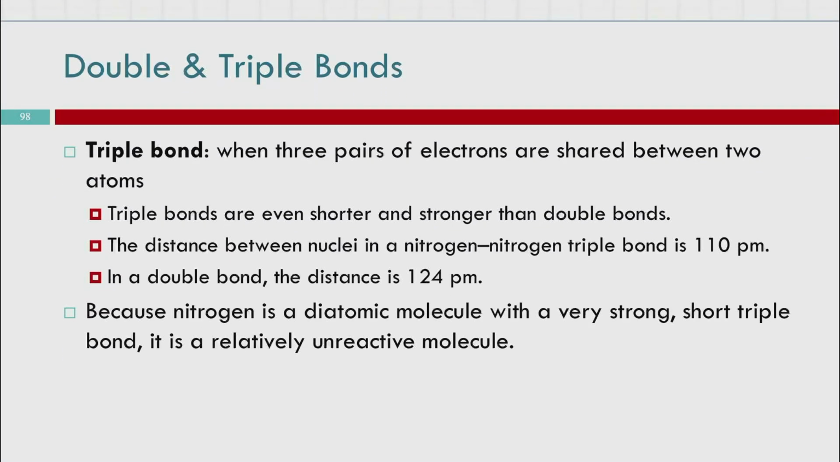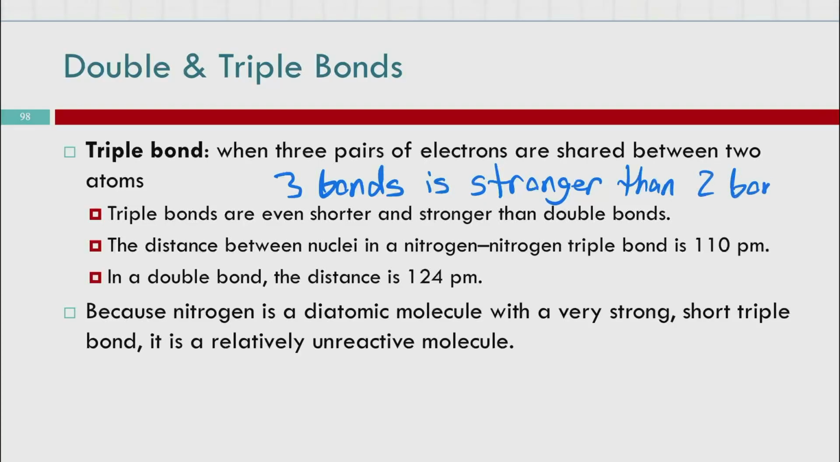So our triple bonds, 3 bonds, just like 2 brains, it's better than fewer. So 3 bonds is stronger than 2. No surprises there. And because it's stronger, it's also shorter.